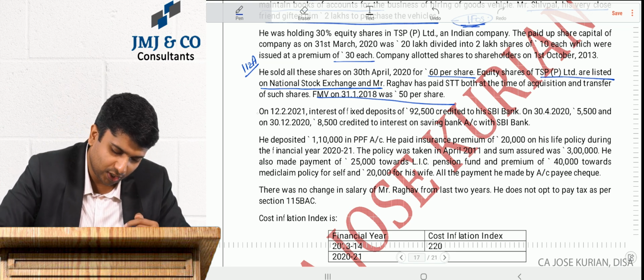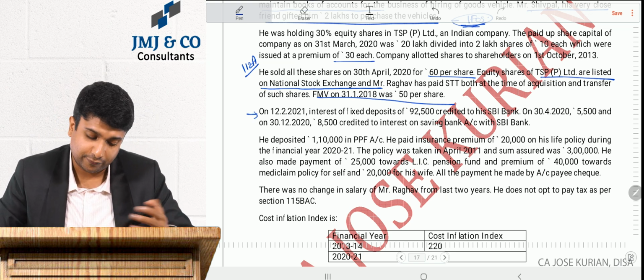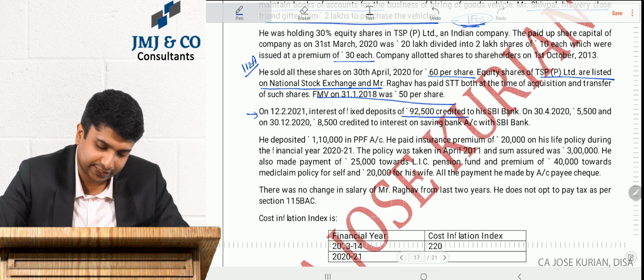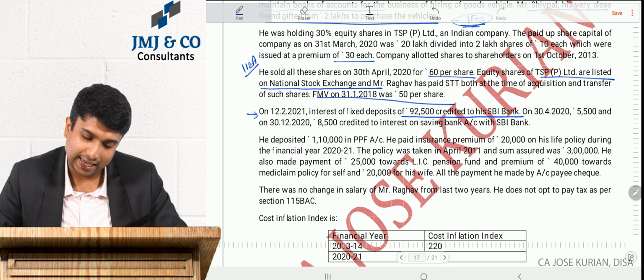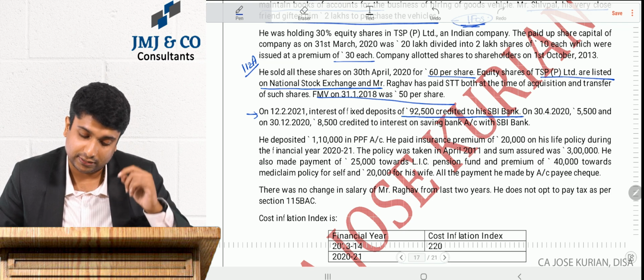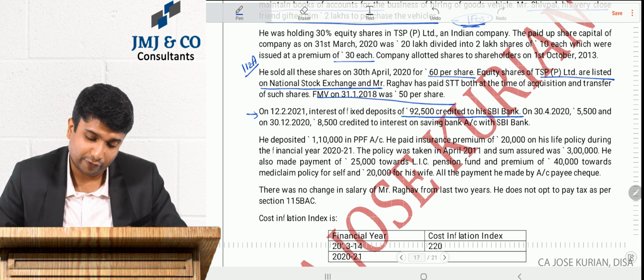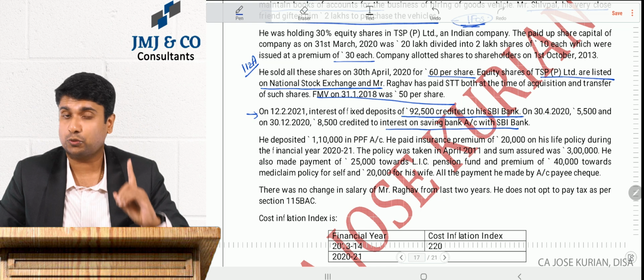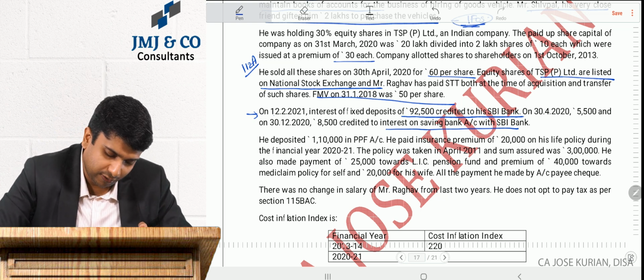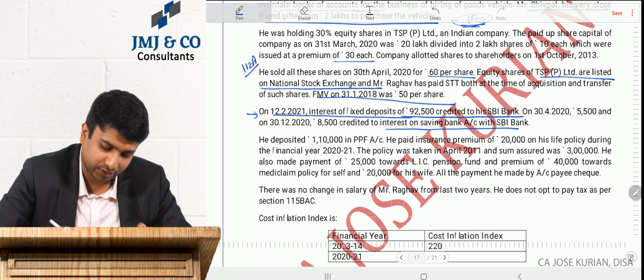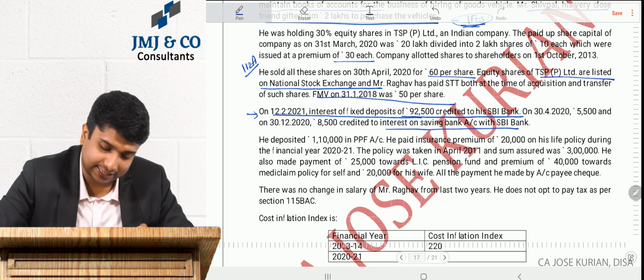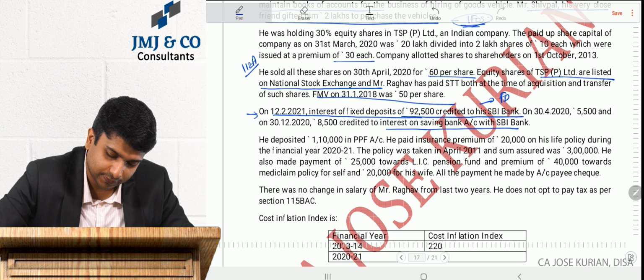Anyways, let's move forward. On 12th February 2021, interest on fixed deposit of 92,500 was credited to his SBI account, and on 30th April 2020, 5,500, and on 30th December 2020, 8,500 were credited as interest on savings bank. So friends, there is one more point. On 12th February 2021, there is an interest credited to the SBI account. It is in relation to fixed deposit.